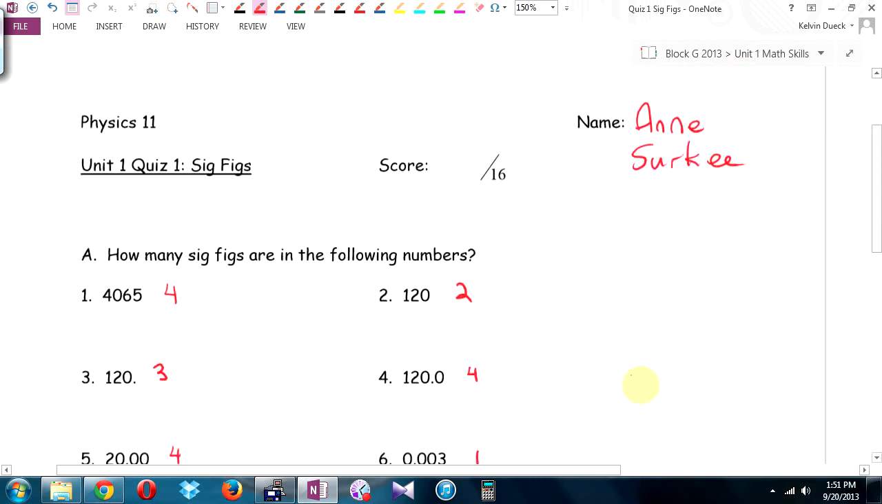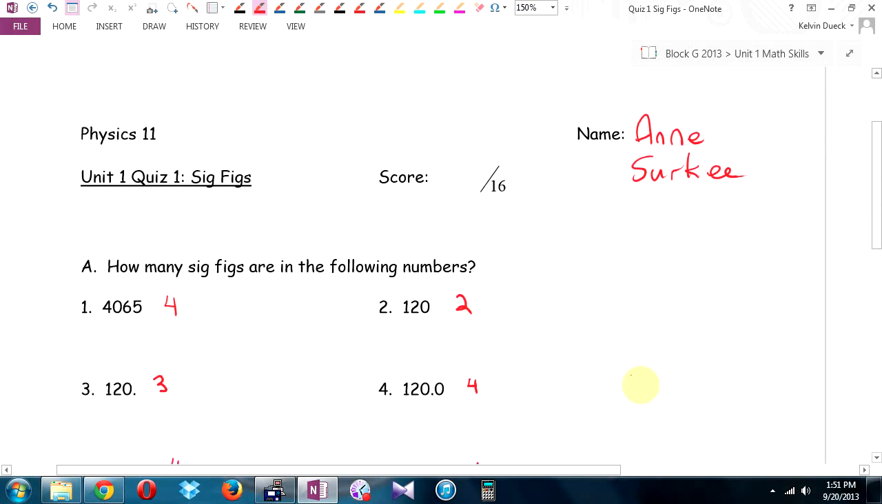So this quiz is out of, count 'em, 16. Can you give yourself a nice, lovely score out of 16? And also, if you need to come talk with me or you have a question, now is the time to bring it up.